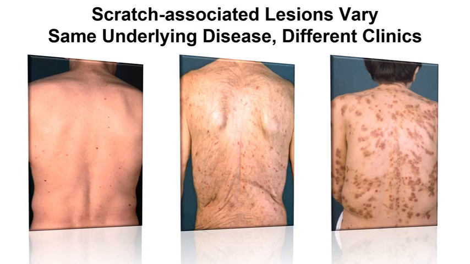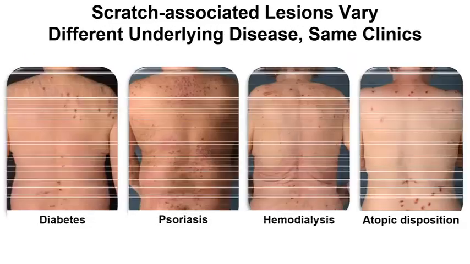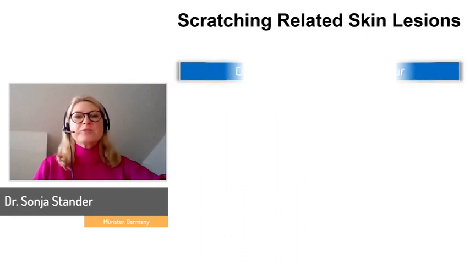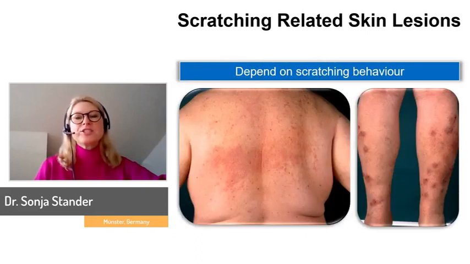The other statement is also true: you have different underlying diseases, you might have the same clinics. You see the butterfly sign, you see the prurigo, but the etiology for the pruritus was different in these patients. And you see the broad range between dermatosis and systemic diseases, and they have nothing in common but the itching and the scratching behavior. Yeah, and sometimes you see different scratch lesions in one and the same patient, as here, where the patient had prurigo at the lower leg and lichen simplex at the back.